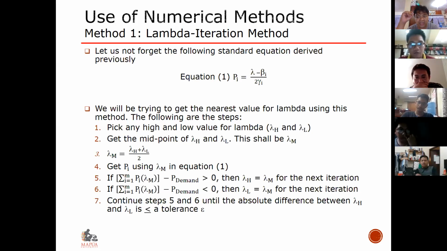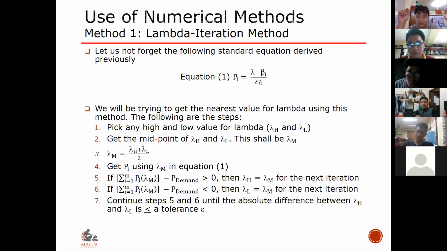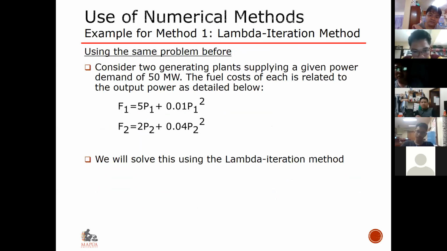Yun na siguro yun, malapit na doon, sobrang lapit na doon sa final equation or final solution for lambda. When you get the final solution for lambda, kung ano man yung lambda na yun, yun yung makukuha mo for P1, P2, or how many generators you are given in the problem. So considering this again, balik tayo sa kanina, yung same problem.